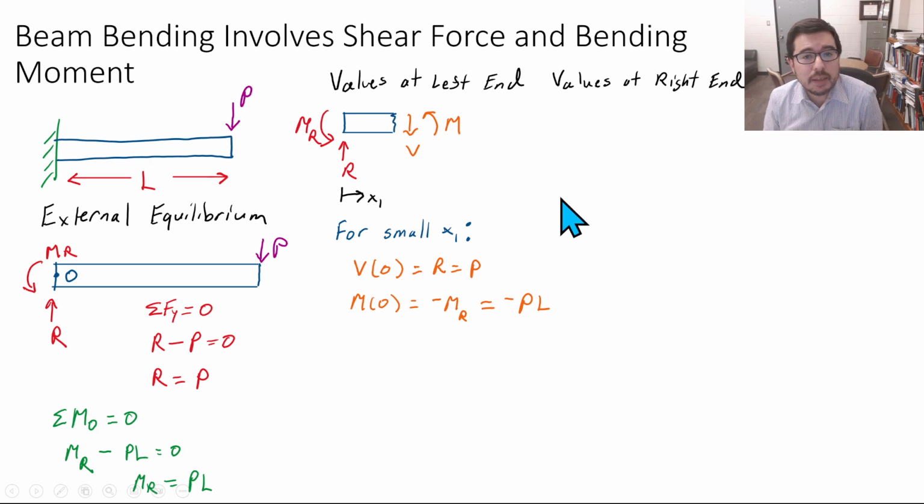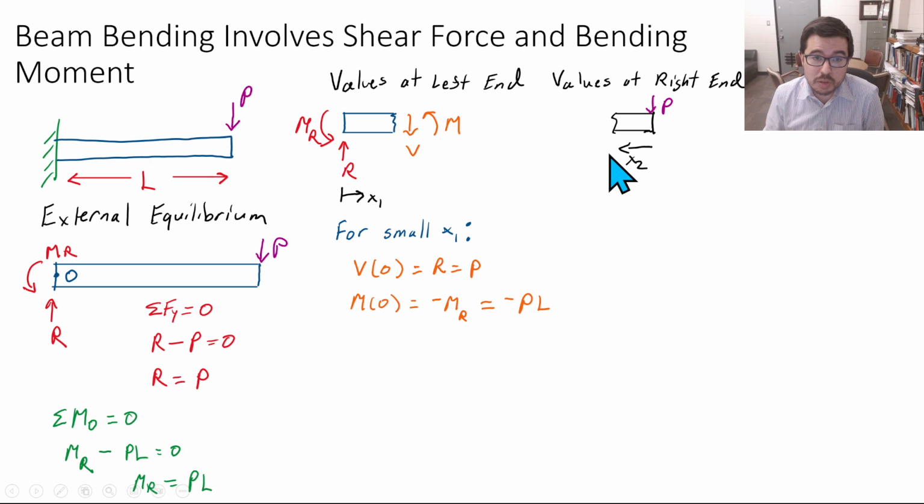At the right end, what we have is this force P acting. And we have, doing a cut, maybe we'll call this x2, coming from the right going to the left. And then we follow the convention where we say, okay, M, if you're covering up the left side, M is going to be negative or in the negative direction, and V is going to be going up.